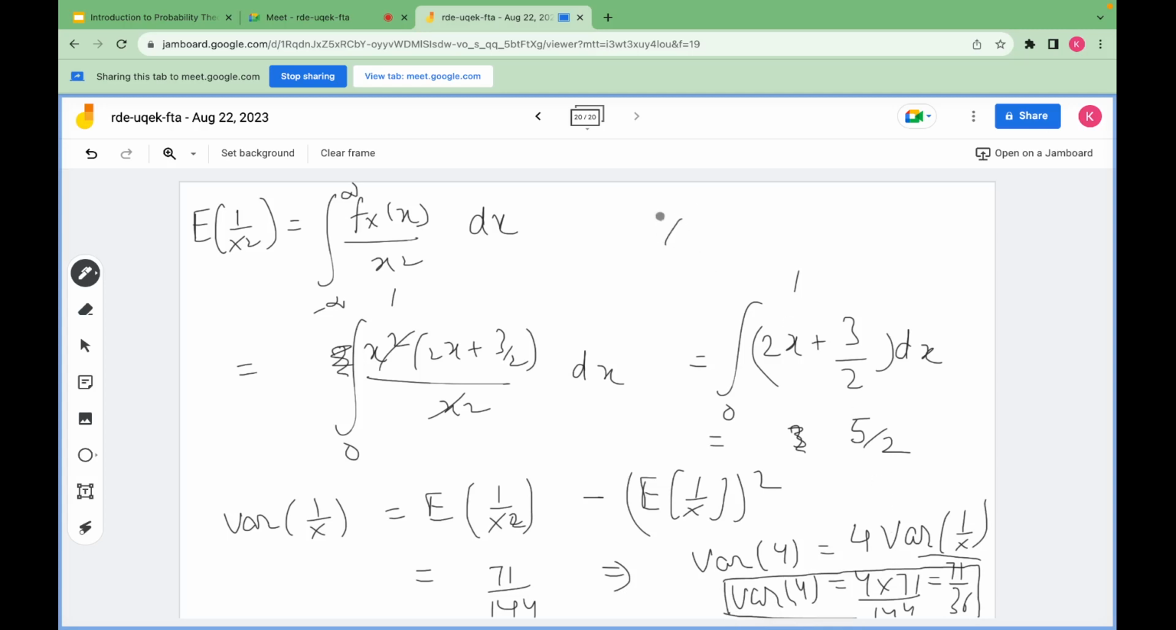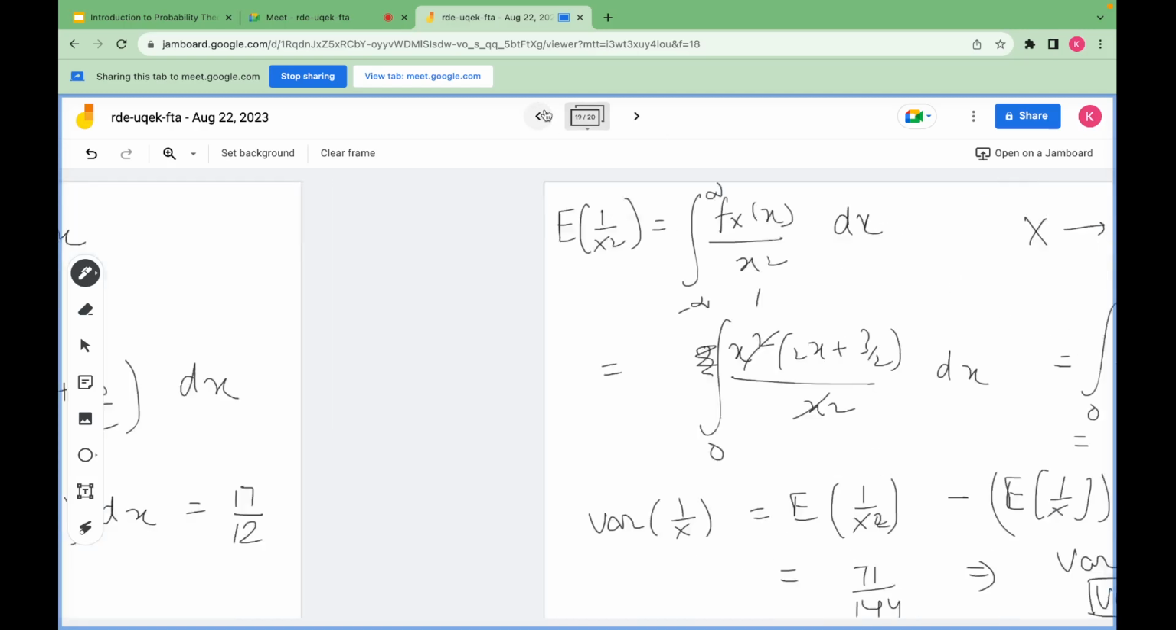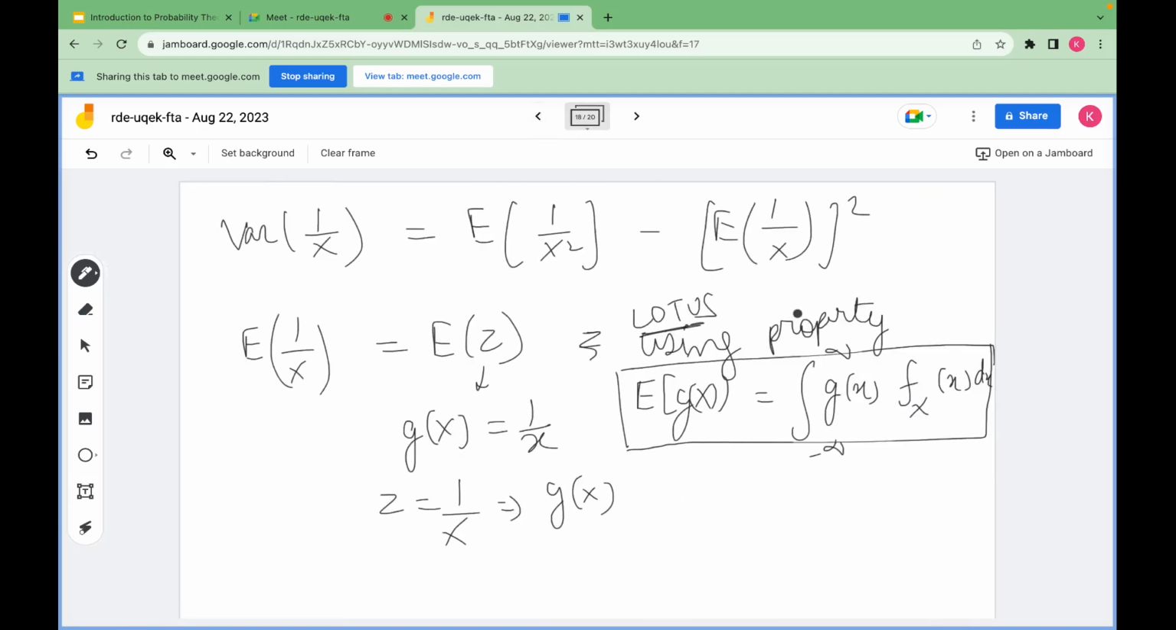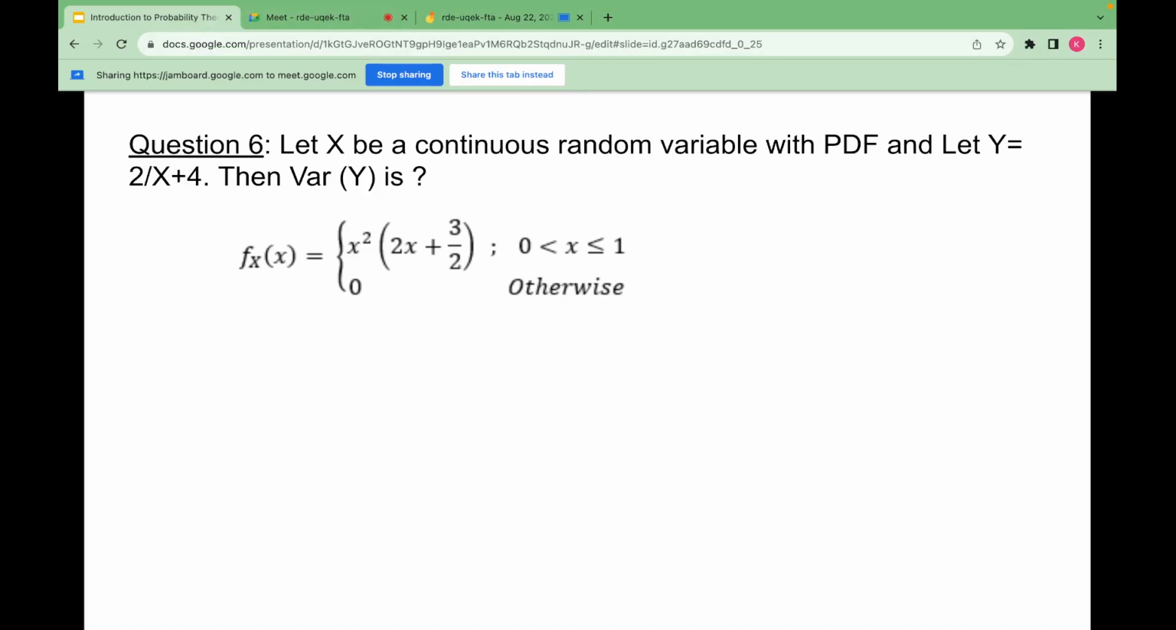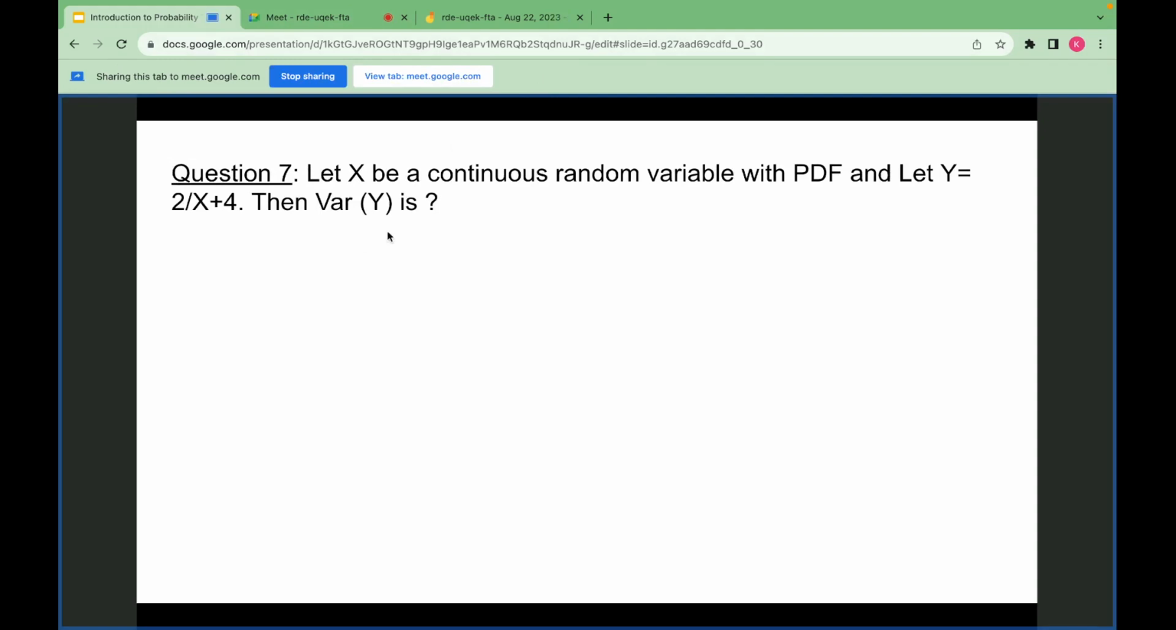So to find this variance of 1 by x, we consider a function g x which is equal to 1 by x, and then use the Lotus property, that expectation of a function of a random variable is nothing but that function into the PDF of the random variable. So I hope this is clear. So now we move to the next question.